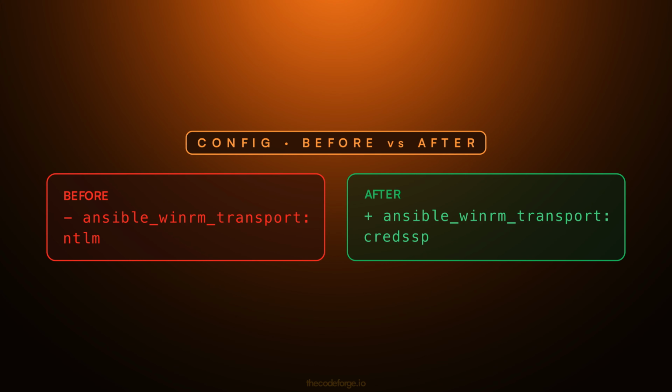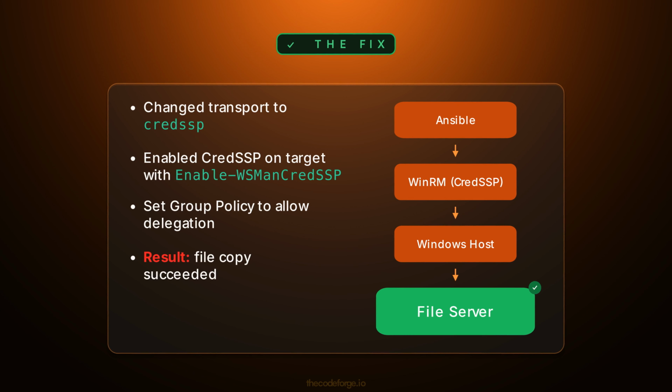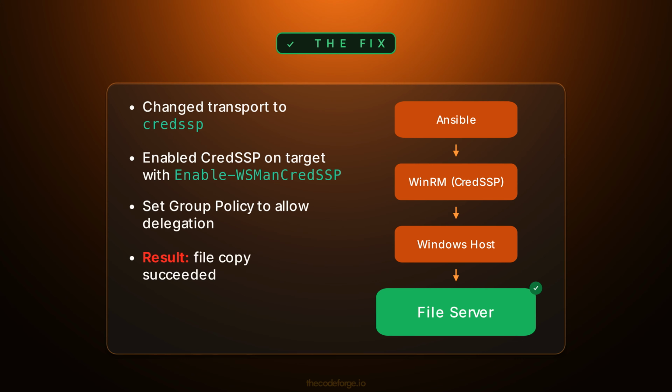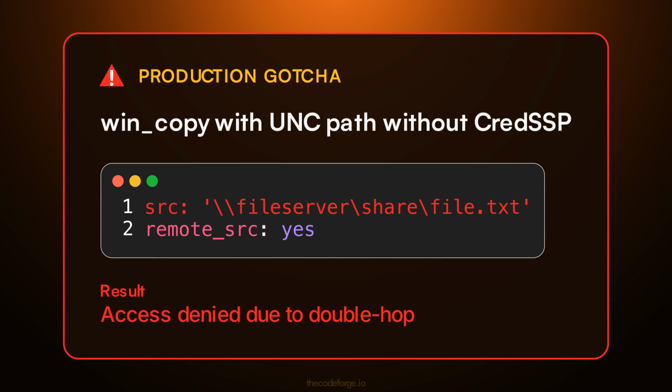Changing the transport to CredSSP and enabling CredSSP on the target allowed credential delegation to the file server. The fix was to switch to CredSSP authentication. We set ansible_winrm_transport equals credssp and enabled CredSSP on the target with Enable-WSManCredSSP -Role Server. This allowed WinRM to delegate credentials to the file server, resolving the access denied error. When using win_copy with remote_src: yes and a UNC path, you must use CredSSP authentication. Otherwise, the credentials are not delegated to the file server, resulting in access denied.